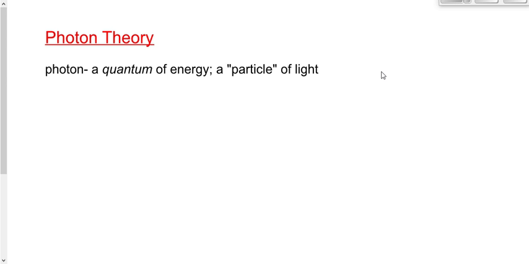In fact, for the last 100 years we say that light has a wave-particle duality. Light is both a wave and a particle. Sometimes it exhibits wave properties, and then sometimes it exhibits particle properties. But it has properties of both.